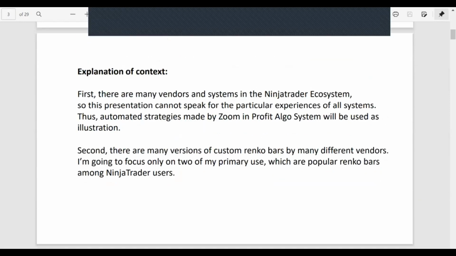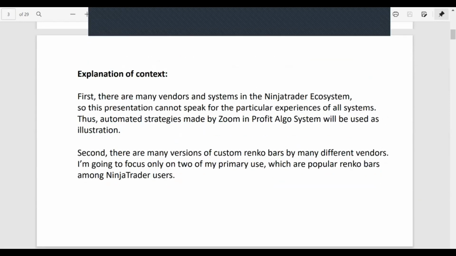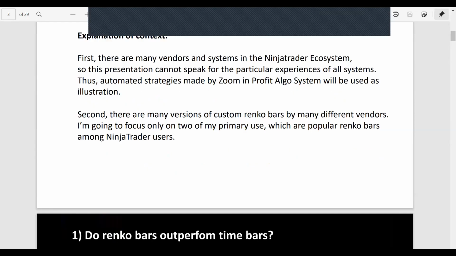So the explanation on context. As you know, there are many vendors in the NinjaTrader ecosystem, so I cannot speak for the experiences of all systems. I'm using strategies made by Zoom and Profit Algo System for illustration. And second, there are many vendors of Renko Bars, so I'm going to focus on two of my primary use, which are popular Renko Bars among NinjaTrader users.